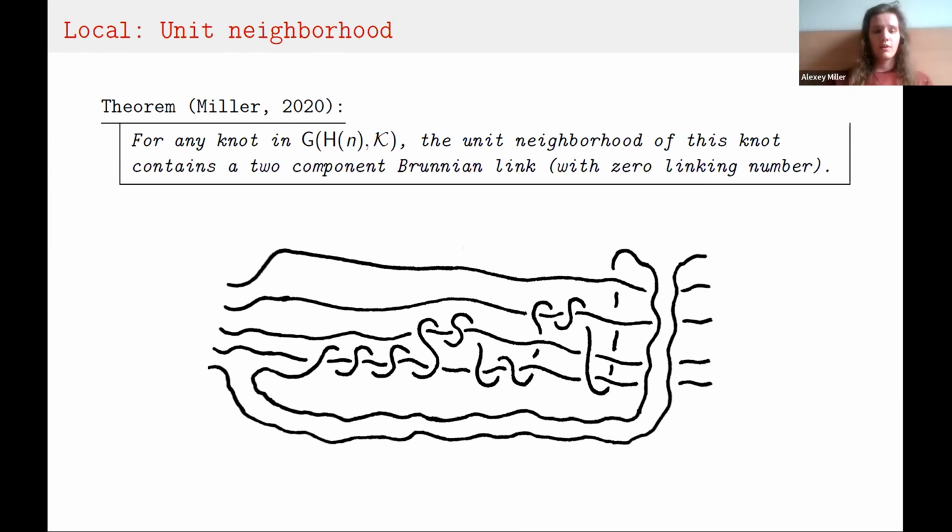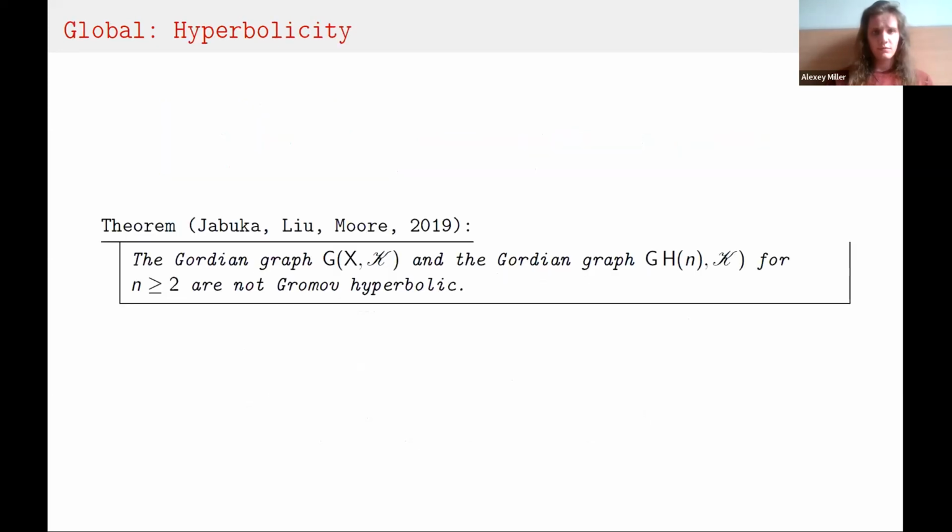Okay, now let's talk about some global properties of Gordian graphs. The classical global question is the question of the hyperbolicity of Gordian graphs.